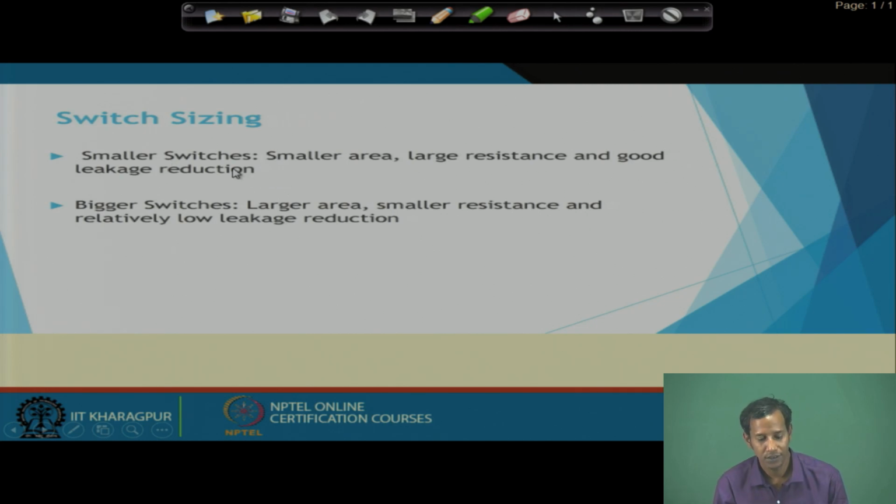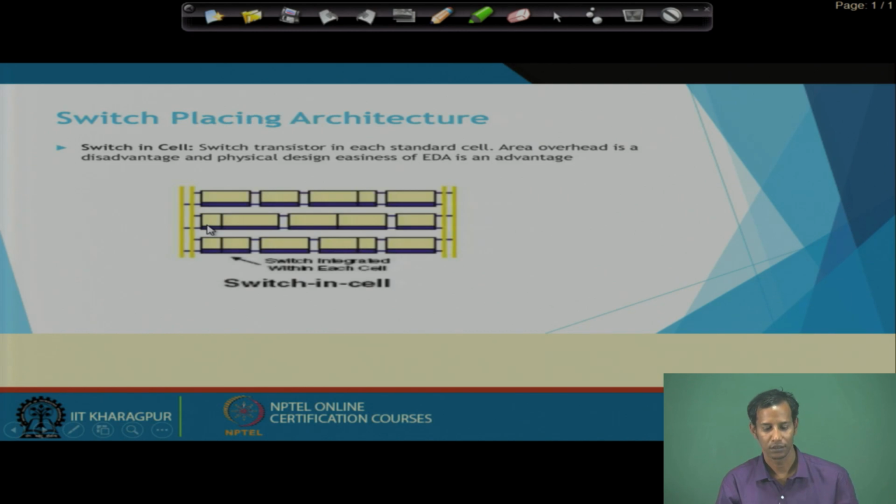Smaller switches mean smaller area, large capacitance, large resistance and good leakage reduction. Bigger switches require larger area, but have smaller resistance and relatively low leakage reduction. So, that is why we will use the switch. If I use a smaller switch, then I can reduce the leakage to a great extent. So, in a cell, how can you place the switch?